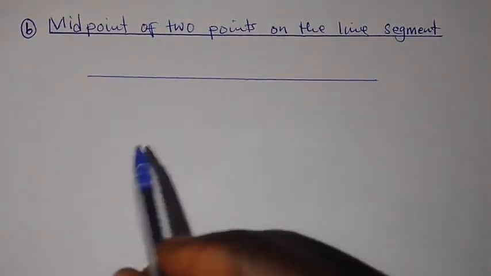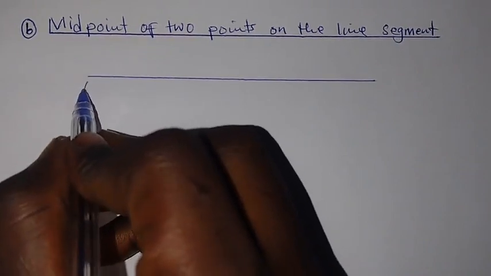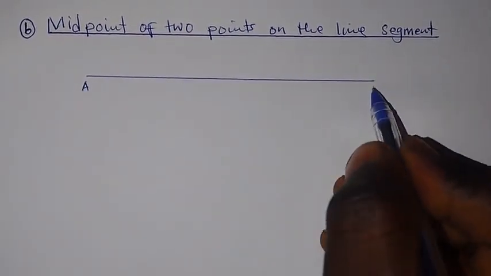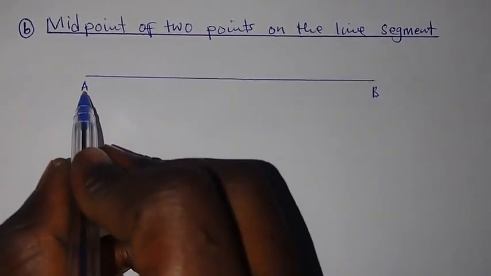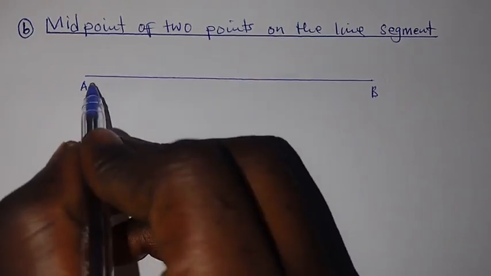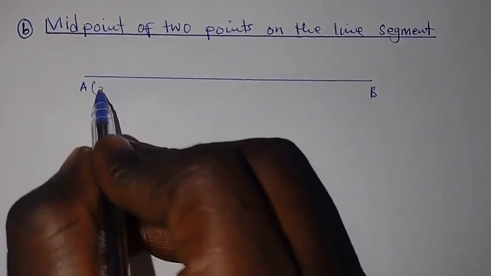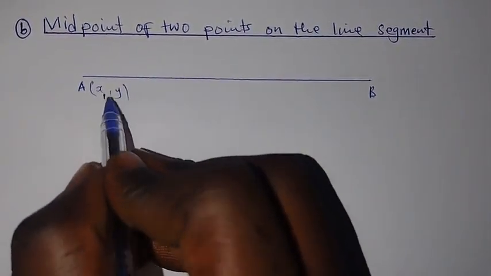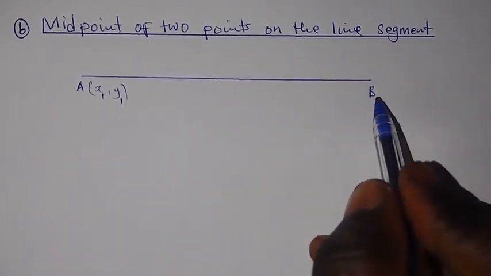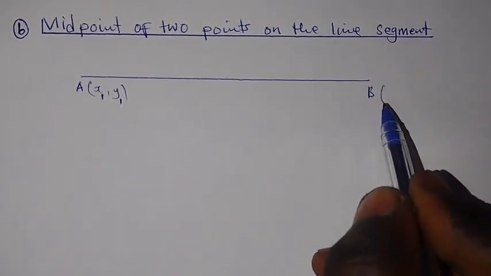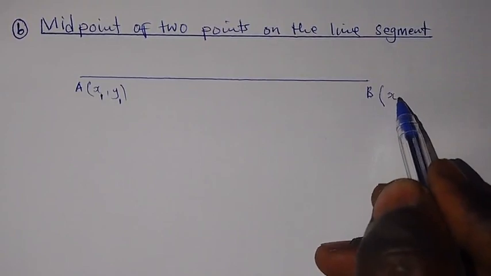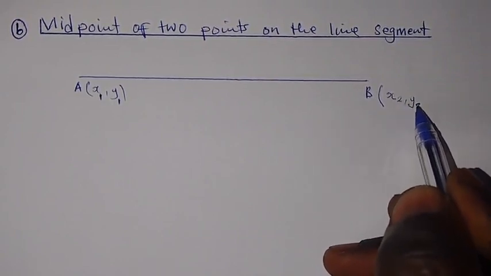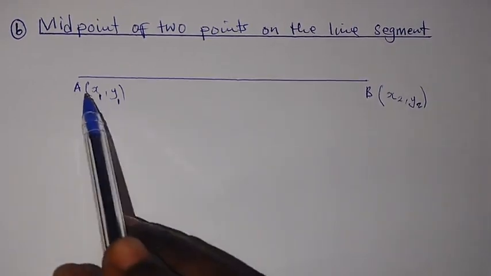So let's look at the line. Let's say we have this line. Here we have point A and here we have point B. And this point A must have coordinates. We know that coordinates are written in this form, x, y. So here I'll write x1 and y1. And point B must have coordinates as well, so I'll write x2, y2. So this is the line AB.